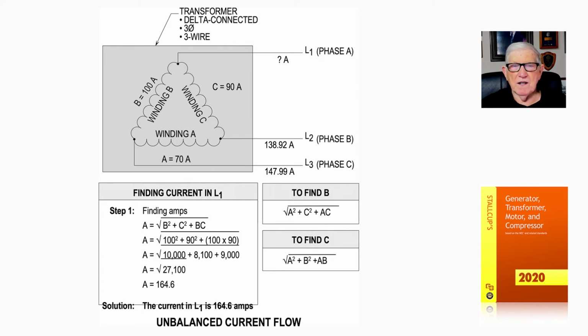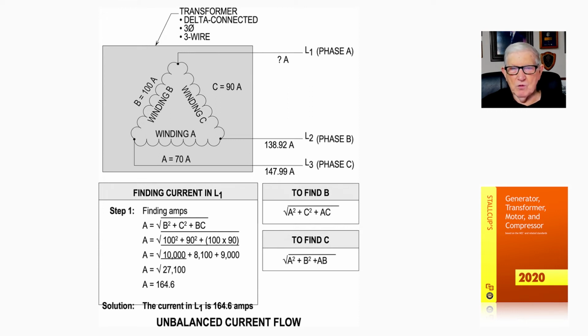trying to find the current in L1, we'd come up with 164.6. So that would be the current in L1. As you see, it'd be 164.6.